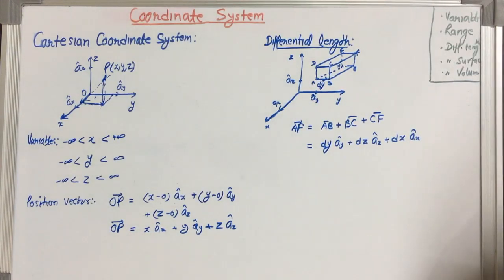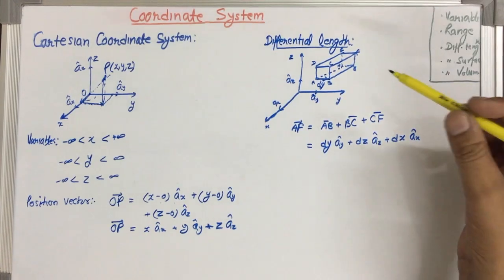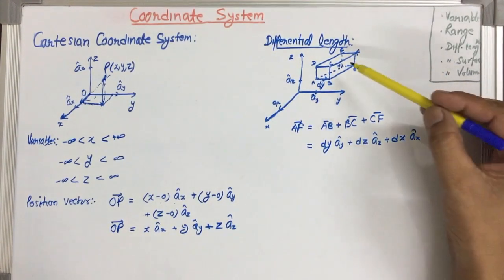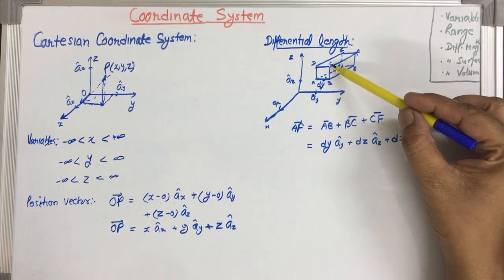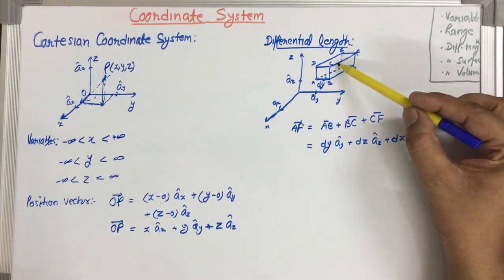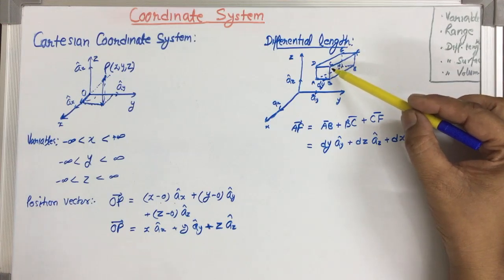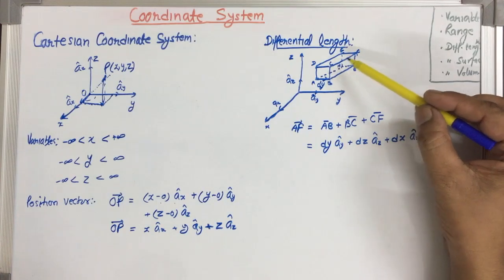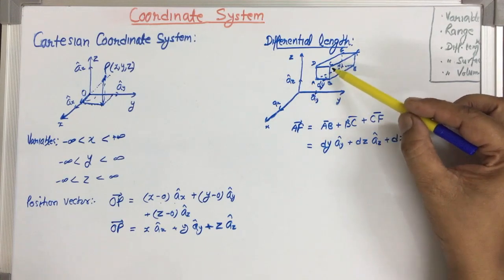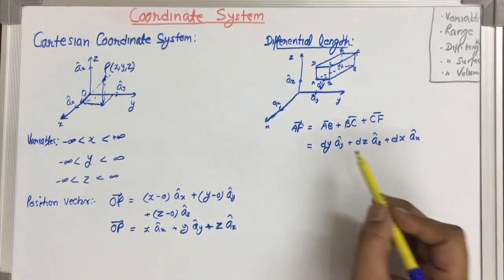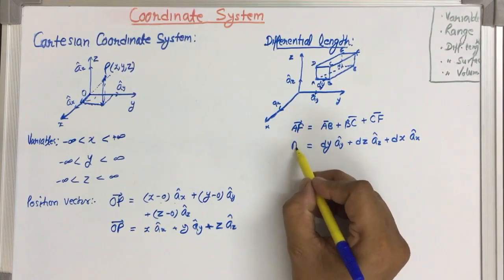Or you can understand in another way. If you don't want to ignore the sign, then this is the negative of x. So final x minus initial will be some minus dx, and the direction of unit vector will be ax with negative sign. So it will bring you positive. So anyway, this is the AF.